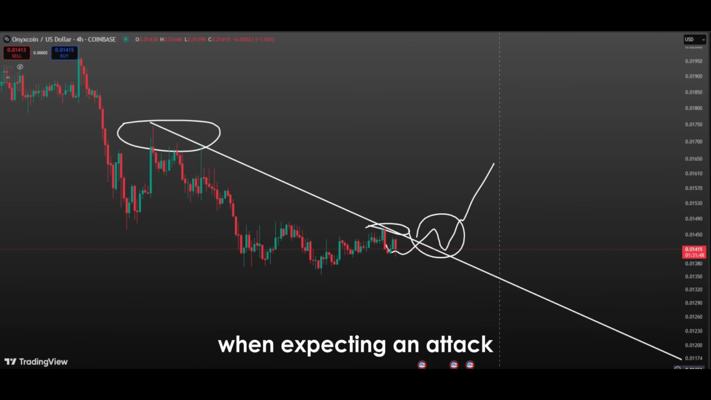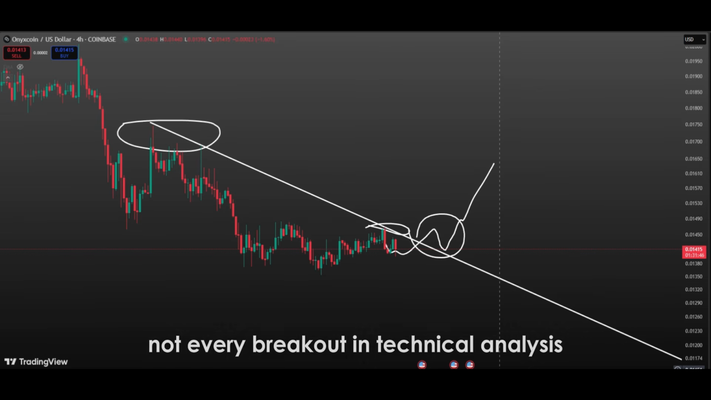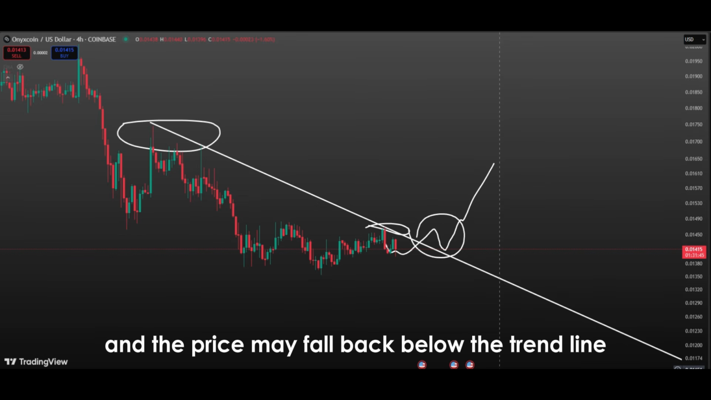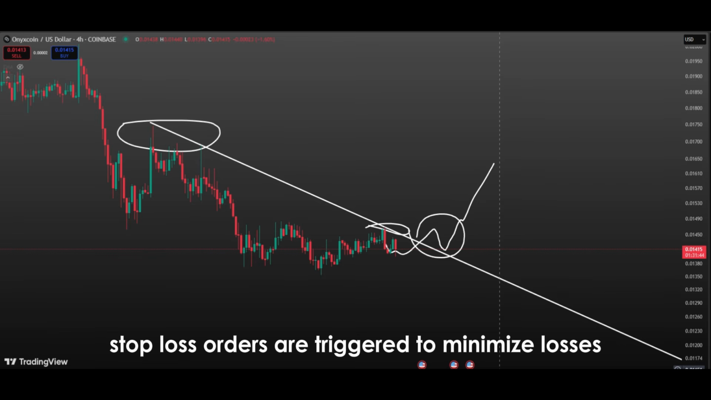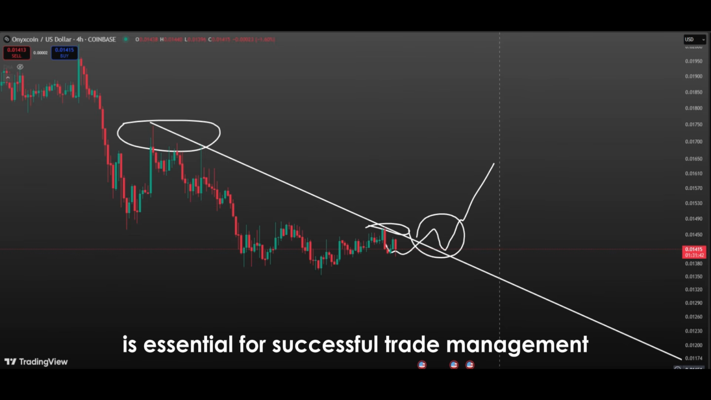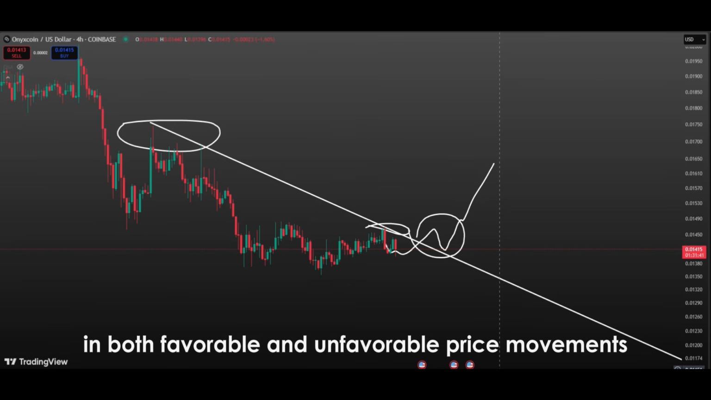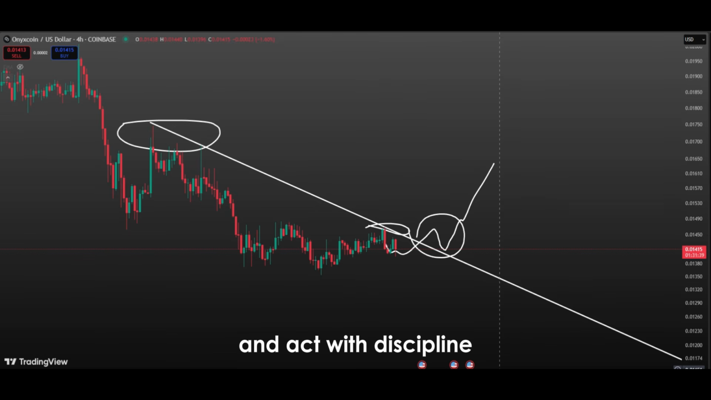When expecting an attack after a descending trendline break, investors must set their stop-loss levels carefully. This is because not every breakout in technical analysis will be successful and the price may fall back below the trendline. In such a case, predetermined stop-loss orders are triggered to minimize losses. Likewise, planning take-profit points is essential for successful trade management. This way, in both favorable and unfavorable price movements, investors can avoid making emotional decisions and act with discipline.